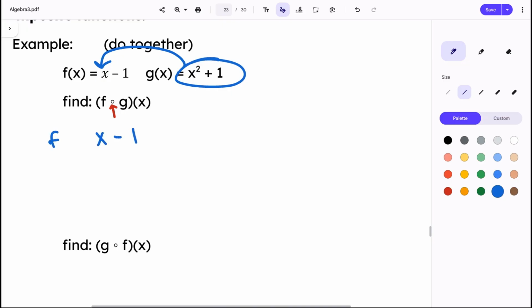This is just your f of x. But what I'm going to do here is instead of writing x, I'm going to plug in g. So I'm going to plug in x squared plus 1. That's going to take care of this x. And then I still have minus 1 from my original equation. So I have to make sure I add that onto the end. So instead of writing x minus 1, I'm putting in x squared plus 1 for the x, and then I still have minus 1. What happens here?